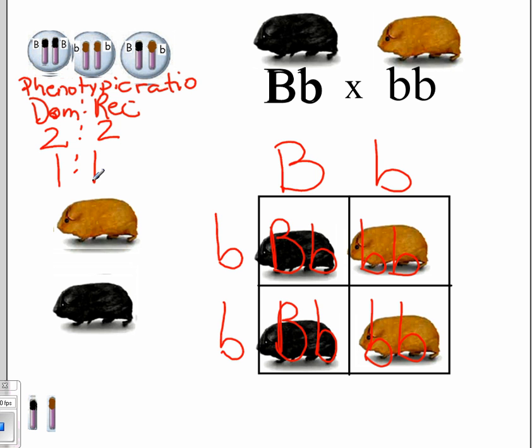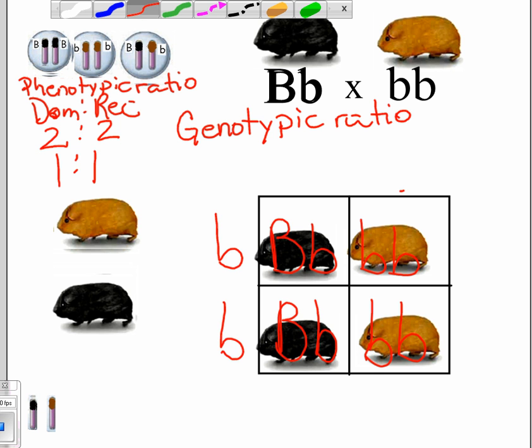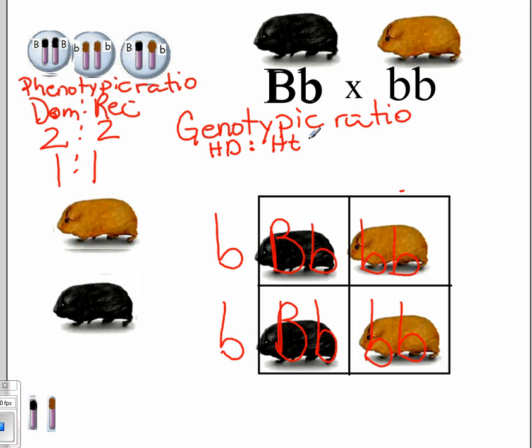Now, genotypic ratio. In genotypic ratio, you normally go homozygous dominant to heterozygous to homozygous recessive. I normally write it capital HD because homozygous dominant means 2 capitals. Heterozygous, capital H, small t, is 1 of each, lower and uppercase. And homozygous recessive is two lowercase. So let's count and see. I want you to be able to remember this order. Homozygous dominant on one side, homozygous recessive on the other side, heterozygous in the center.